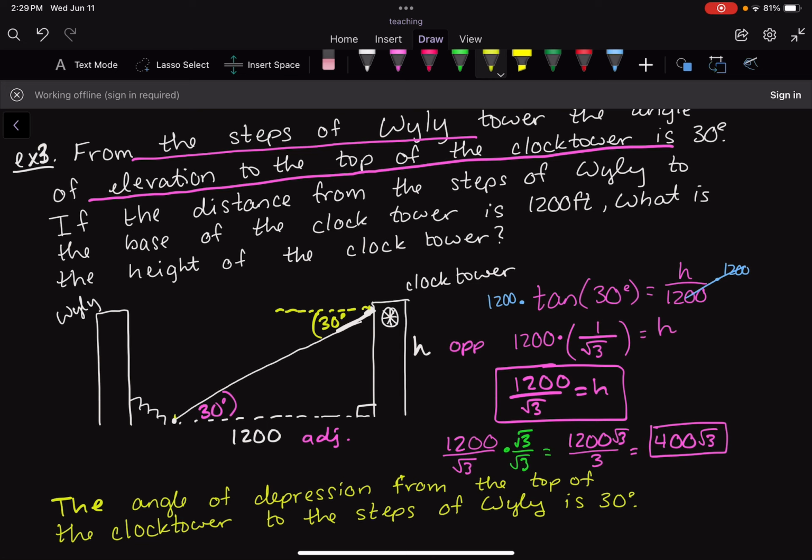And for this problem in yellow is what it would look like if I had given you angle of depression instead of angle of elevation. That's how the wording would have said, because it would have been like from the top of the clock tower, so you're looking straight, to the steps of Wiley, so you start looking down. So it's that movement from looking straight at something and then looking downwards. That's the angle of depression.